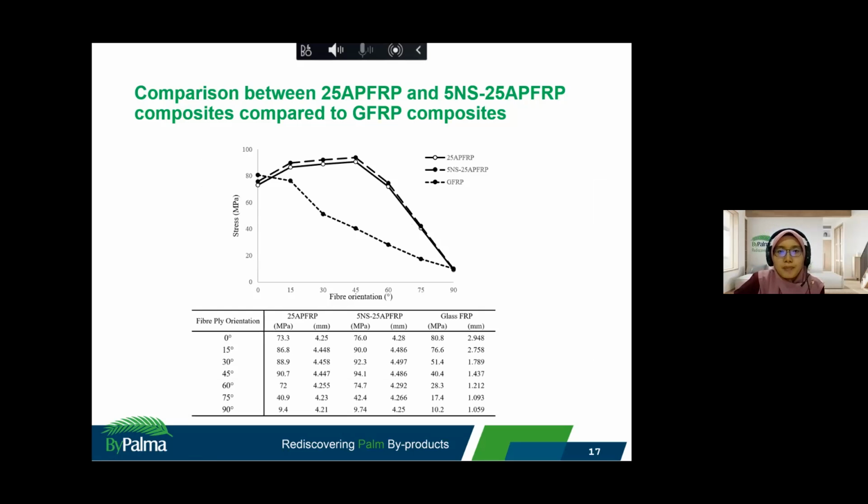Then we compare them in a graph. We can see we have a different trend for our APFRP compared with the glass FRP. It is expected that our results would follow the same trend of curve as the glass FRP. However, we have a slightly different trend for our Arenga Pinnata. And again, we still need to validate our results with the experimental values. So therefore we can see we have a slight difference from the glass FRP composites.